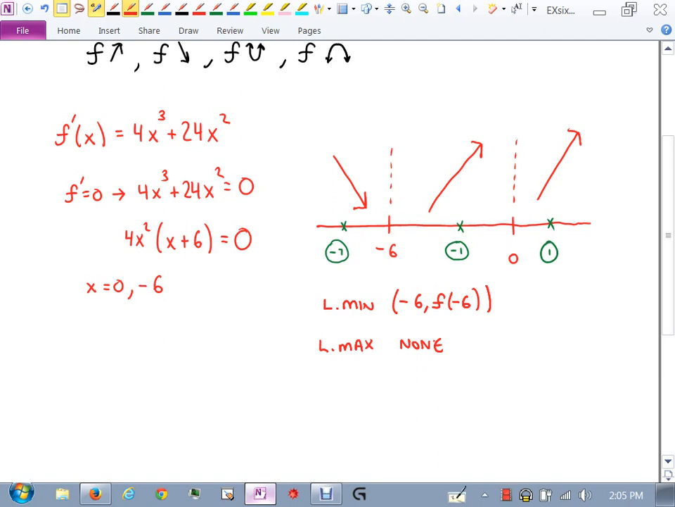Okay, where am I increasing? Where is my function increasing? -6 to infinity, right? -6 to infinity. It's okay that I went past 0. I didn't break it up into multiple intervals because 0 is part of my domain, right? It's okay. What about where it's decreasing?